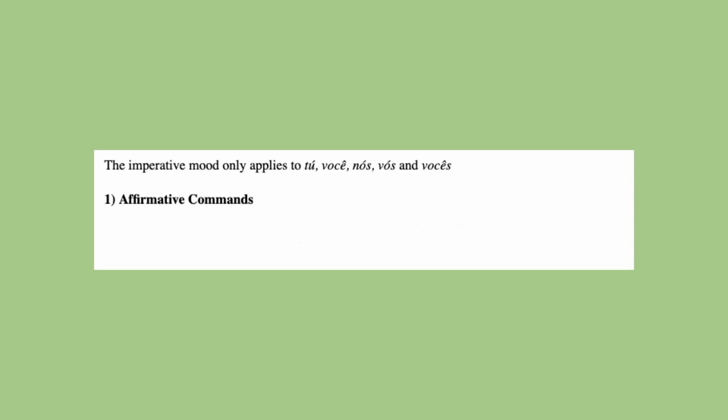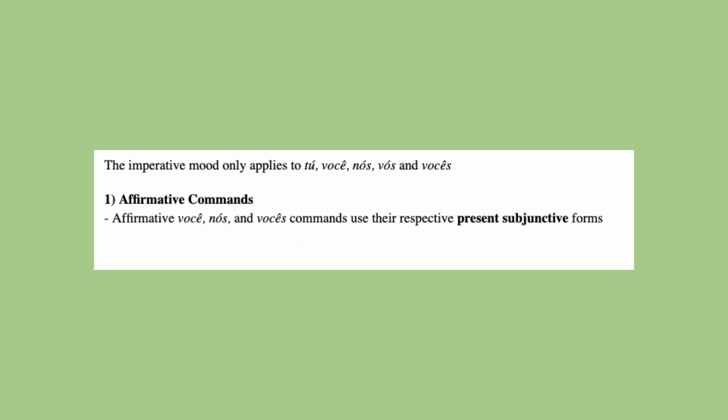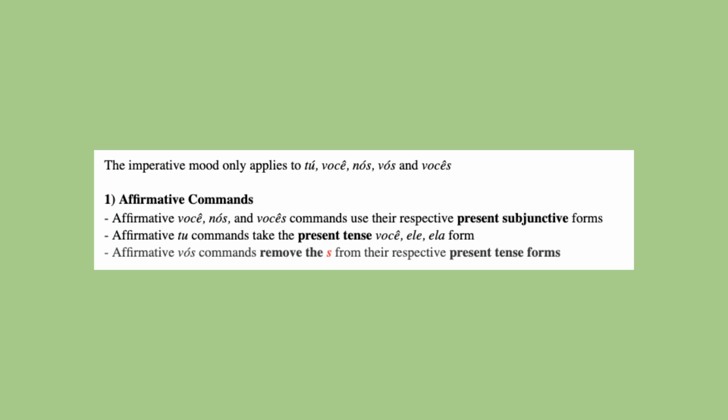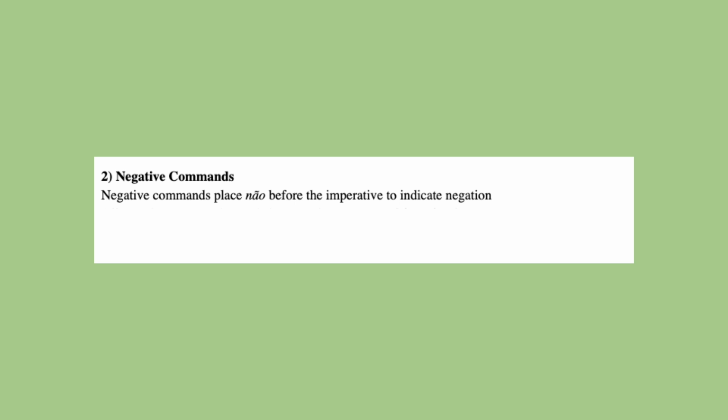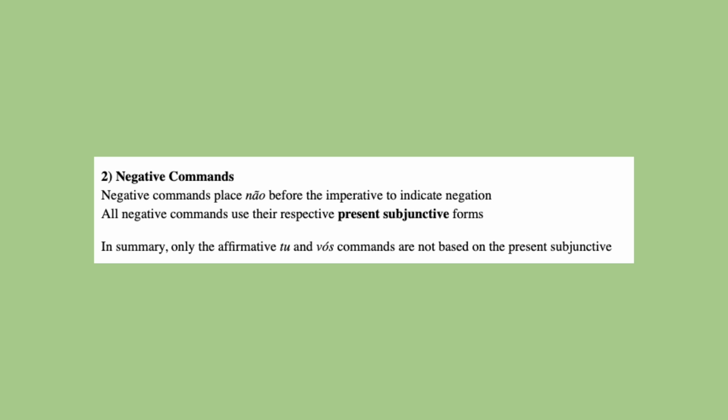And to review, the affirmative commands for você, nós, and vocês use their respective present subjunctive forms. The affirmative tu commands use their third-person singular present tense form, and affirmative vós commands remove the s from the respective present tense form. Negative commands place não before the verb to indicate negation, and again, all negative commands use their respective present subjunctive forms. So to summarize, only the affirmative tu and vós commands are not based on the present subjunctive, and vós is a mostly obsolete subject pronoun as it is, so you don't even need to worry about it all that much.